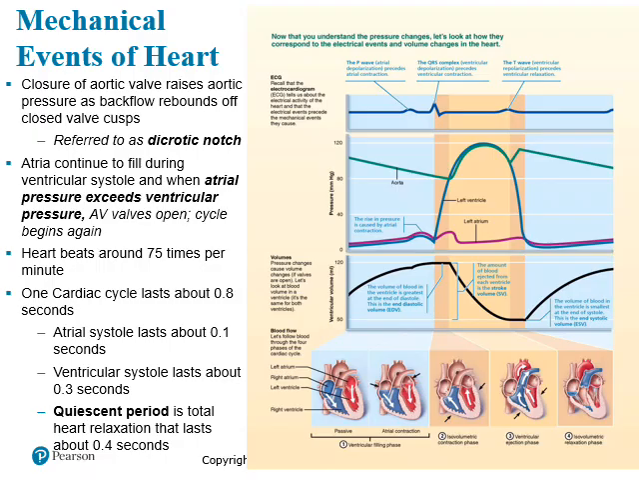The heart beats about 75 times per minute. One cardiac cycle lasts about 0.8 of a second, and the atrial systole lasts about 0.1 second. The ventricular systole lasts about 0.3 seconds. The quiescent period is a total heart relaxation that lasts about 0.4 seconds.